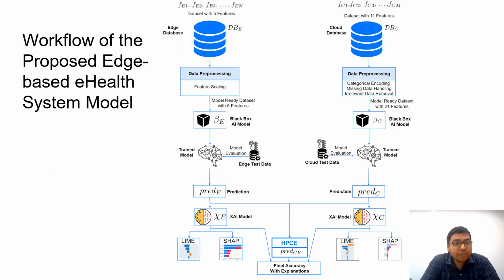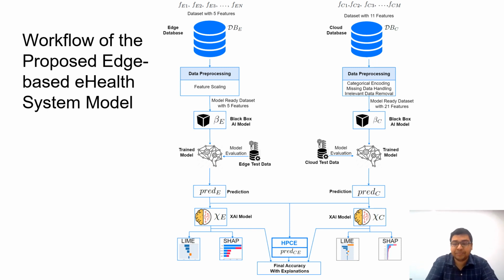So what should be the workflow in this particular system model? For cloud and edge, it is going in a similar way. Data is first collected, then we prepare the data, then the data is fed into the black box AI model. Then the prediction comes from the black box AI model, and the prediction and the pre-processed data go to the XAI model, that is the explainable AI model, and we get local explanations. And finally, when we merge the explanation from edge and the explanation from cloud with the help of the HPC algorithm, we get the final explanation and final prediction as well.